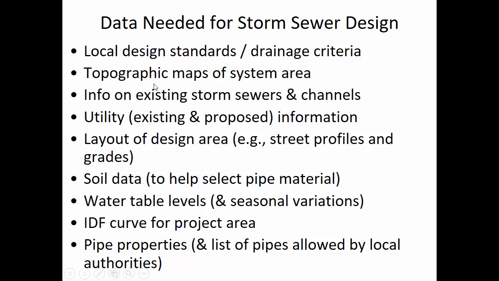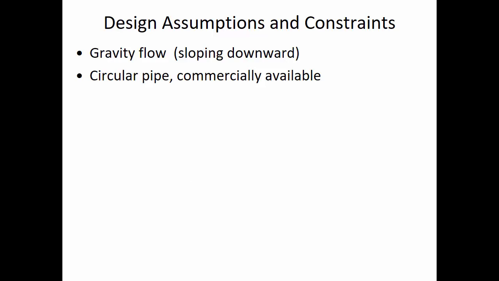So this is just kind of an overview of the typical data that would be needed to size a storm sewer. And the rules that a designer would follow, number one, is that if you don't have to use pumps and you don't have to use electricity, then as much as possible you're going to utilize gravity flow. And so we don't want to have all of the wastewater heading towards an uphill location.